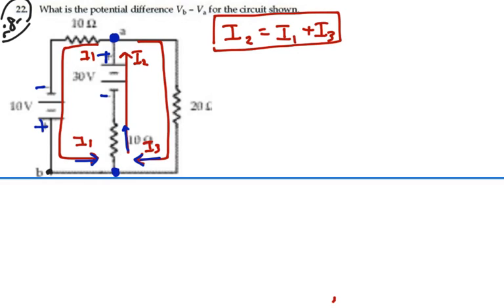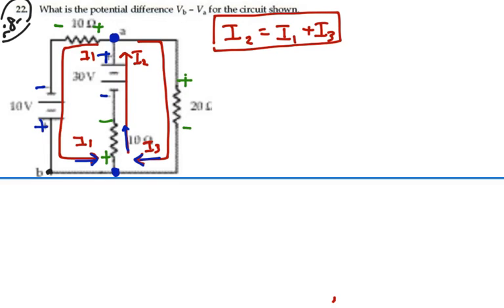Next step is to mark my resistors according to my current directions. Since I1 is going into the 10 ohm resistor on top, on the right and exiting on the left, we'll have a positive on the right, negative on the left. I2 is going positive into this 10 ohm resistor and then leaving on the top, negative there. And then I3 is entering the 20 ohm resistor on top, positive there, and exiting on the bottom, negative there. So now everything's marked and we're ready to go.